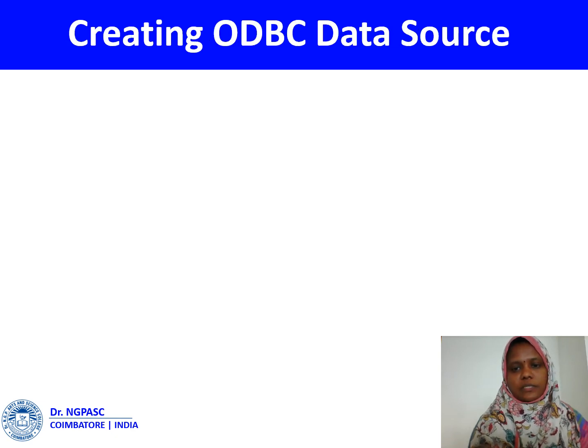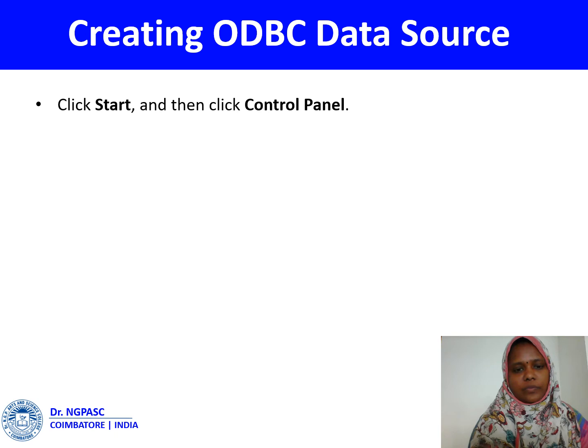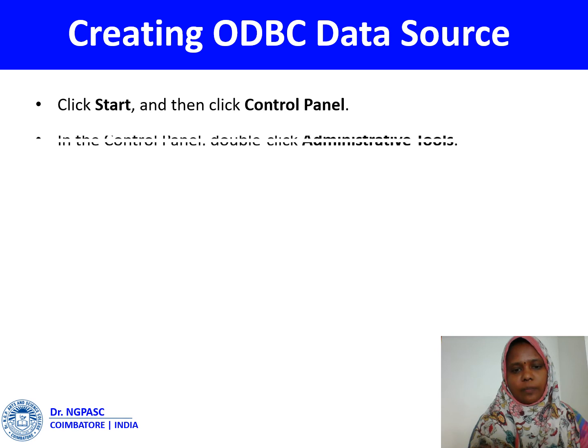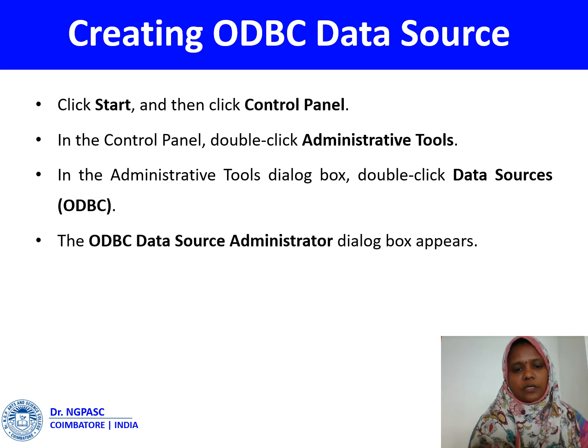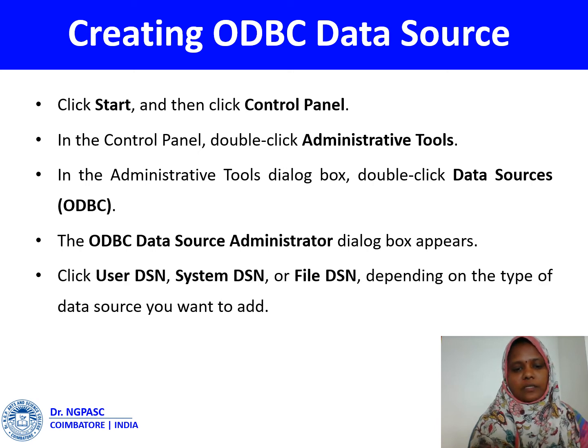Then, creating an ODBC data source. First click the start menu in our system and then click the control panel. In the control panel we double click administrative tools. Then in administrative tools double click the data source tool, that is called ODBC. So the ODBC source administrator dialog box will appear. Then inside that we have to click user DSN, system DSN or file DSN. Depending on our application, we have to choose any type of connectivity, user, system or file.